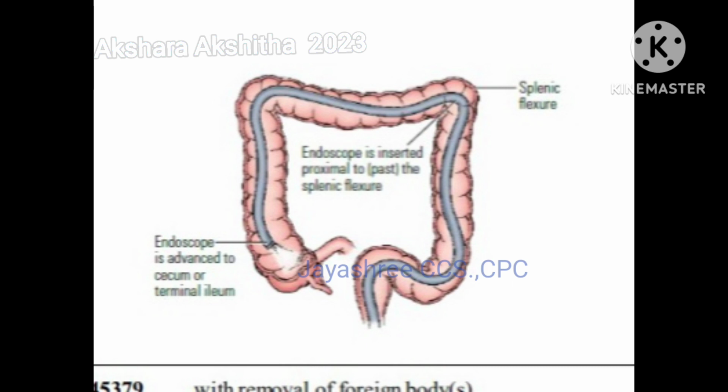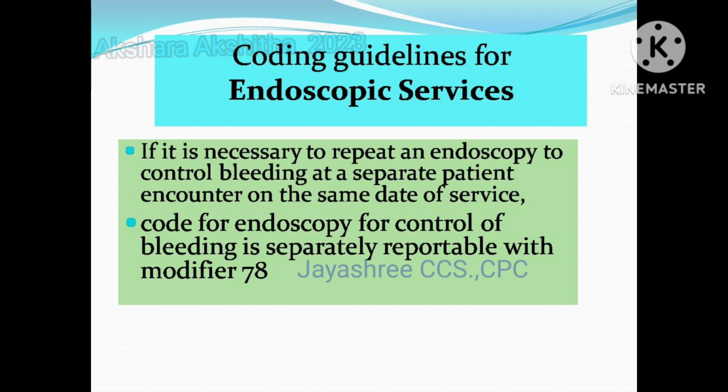Next point is control of bleeding is an integral component of endoscopy procedures and is not separately reportable. For example, if the provider performs endoscopic band ligation by flexible endoscopy method or colonoscopy method to control the bleeding, we should not bill separately with the main procedure. This is also a basic surgery coding guideline. Whenever the main procedure is performed, bleeding will be there. The doctor must do control of bleeding at the end of the procedure, so we should not bill control of bleeding separately with that main procedure.